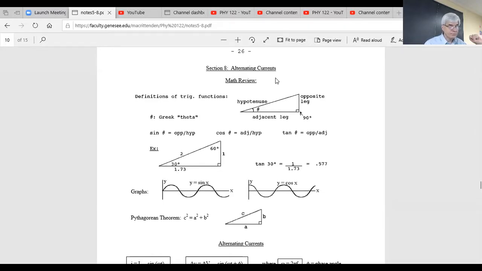But first, and maybe I should have even done this last week, let's make sure everybody's up to speed on their trigonometry, because you had that function Q max cosine of omega t plus phi. So what exactly is a cosine, among other things?